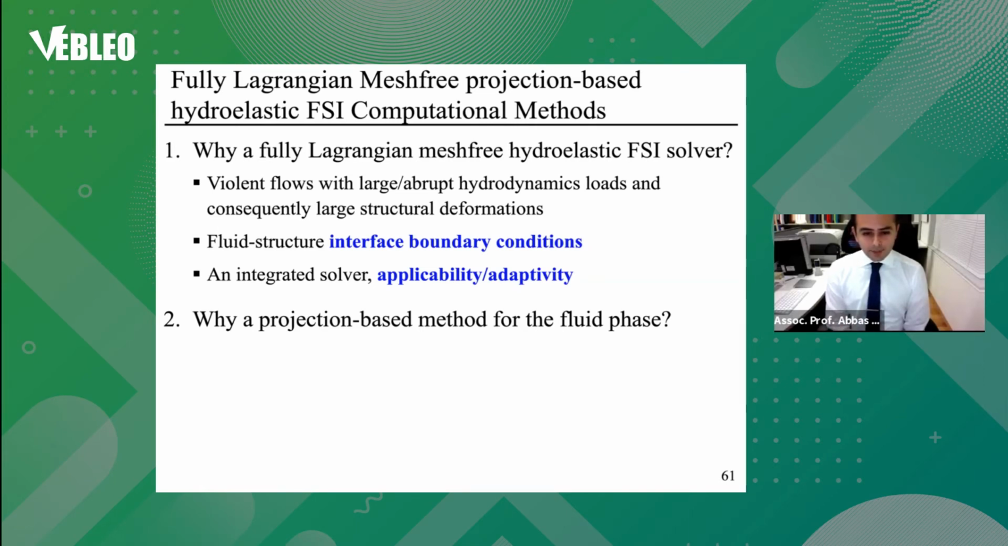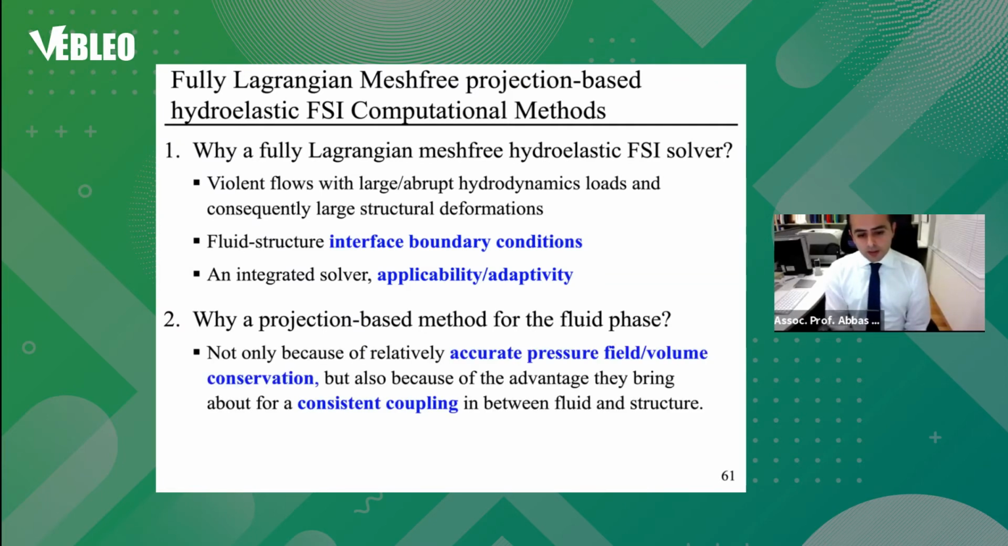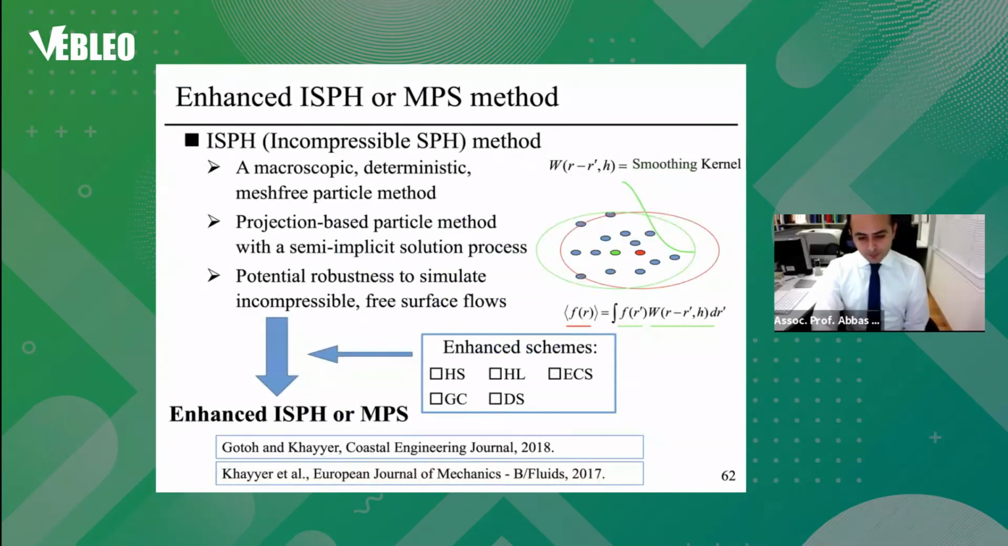And then we have adaptivity or applicability, which can also be easily extended when we would like to use different computational resolutions for fluid and structure. But this is the first question. Okay, we can use particle methods, but why use a projection-based particle method? This is not only because of accurate pressure field or volume conservation, but also because if we use projection-based particle methods for the fluid phase, then we can have a very robust algorithm to ensure a consistent coupling, as one of the important features that we need to pay attention to. So we use our refined MPS or ISPH method, our refined projection-based particle method, for the fluid.